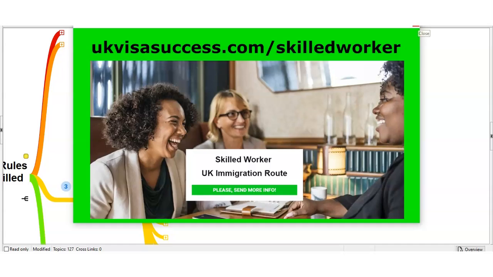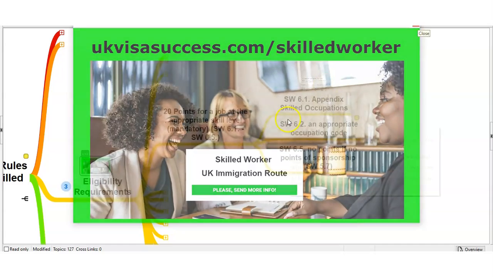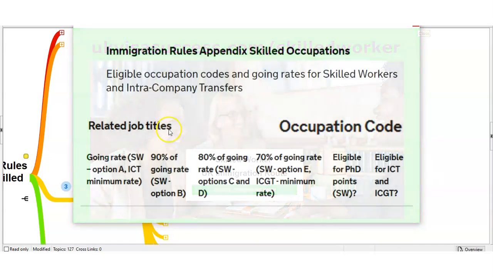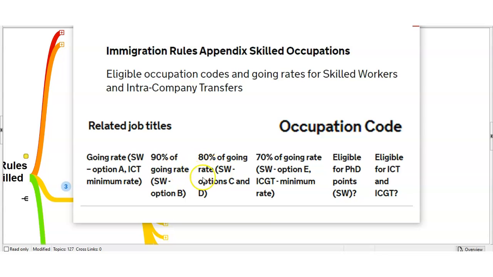So you may request this information and it will be with you within less than 60 seconds. And as you can see, they list not only professions, but they also are very specific about the going rates, which we'll discuss in just a moment. And also they confirm whether or not this particular profession is eligible for PhD points.